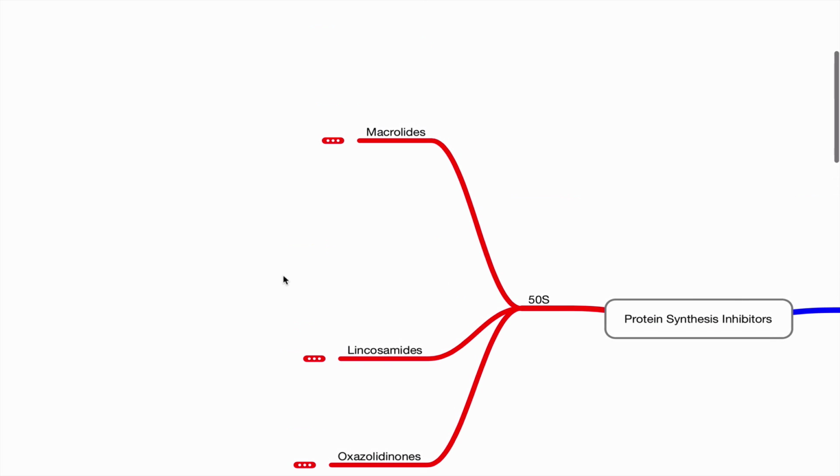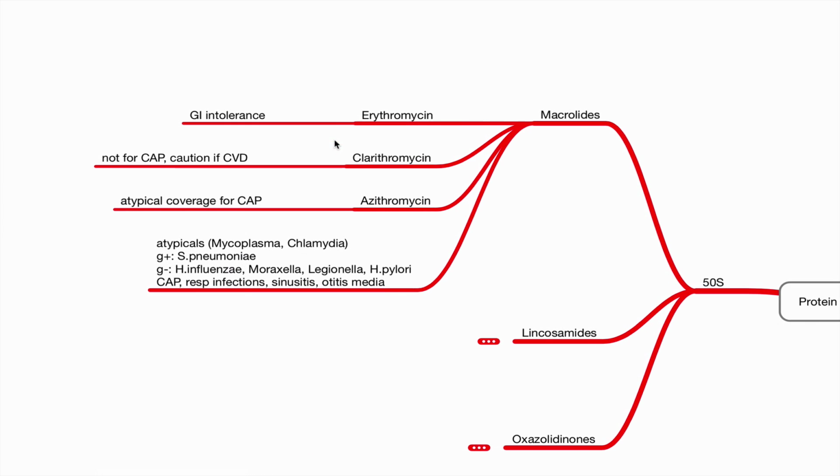Okay, moving on to the 50S side, we have macrolides. The common ones to know here are erythromycin, although we hardly ever use erythromycin anymore. There is a significant incidence of GI intolerance, some nausea, and increased gastric motility. There's clarithromycin as well. We don't use this very much for inpatients. There have been some studies that show that in the case of pneumonia, patients that have cardiovascular disease do poorly. They have worse outcomes and mortality when they're given clarithromycin.